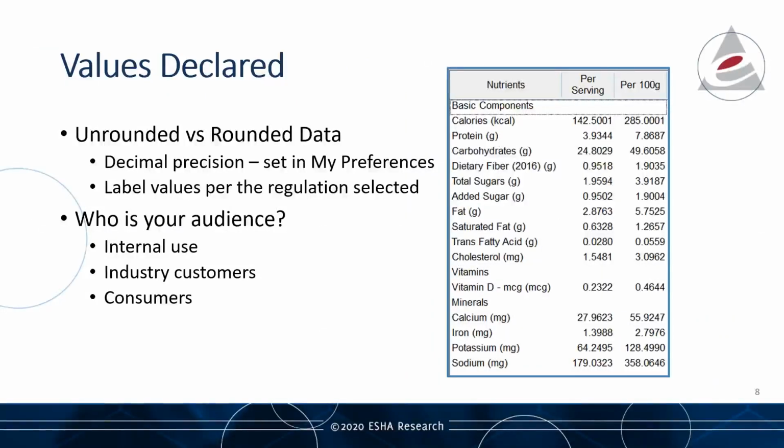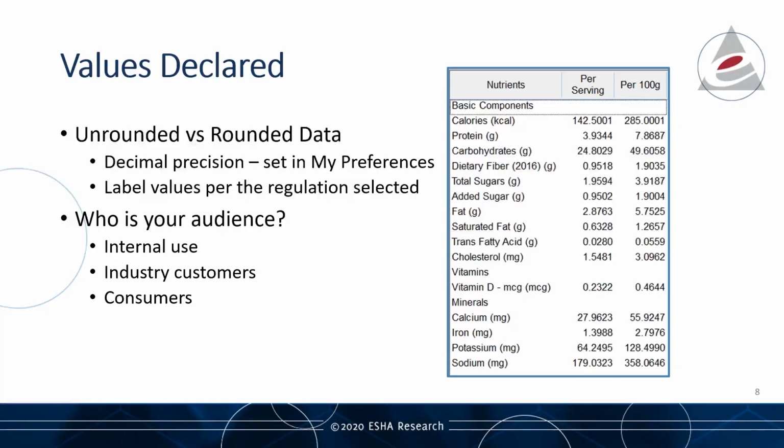Depending on the intended use of your reports, you may need to consider presenting unrounded or rounded values as appropriate. Some of the reports in Genesis can supply a varying degree of decimal precision, whereas nutrition facts labels report values as rounded per the regulation that you're working in. When working with decimal precision, you want to consider, who is this information designed for?